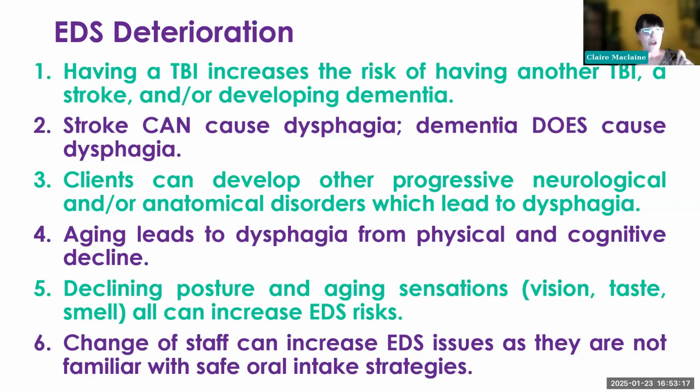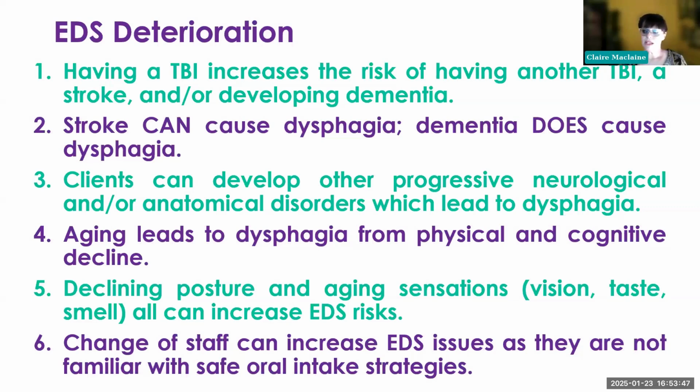However, if you're looking over the lifetime of that person, what you do need to keep in mind is that if somebody's had a brain injury, research has shown they're more likely to have another one, and they're more likely to have a stroke, and they're more likely to develop dementia. So another brain injury, a stroke, and dementia all could, don't necessarily do, but all could lead to dysphagia. So stroke can cause dysphagia, and dementia does cause dysphagia.